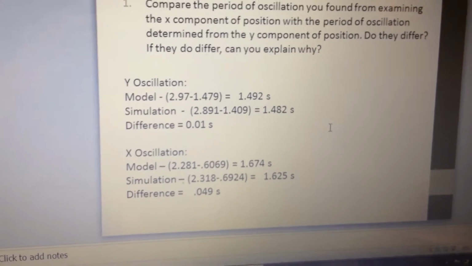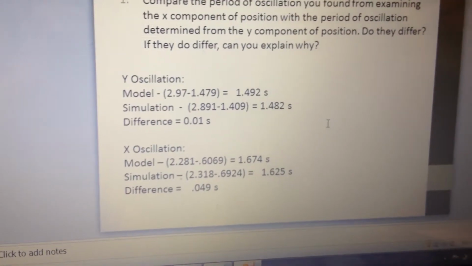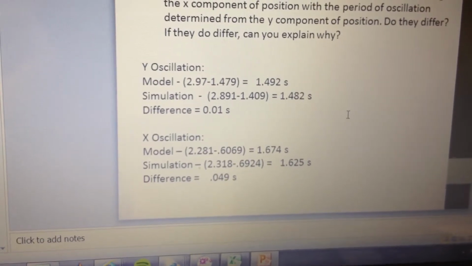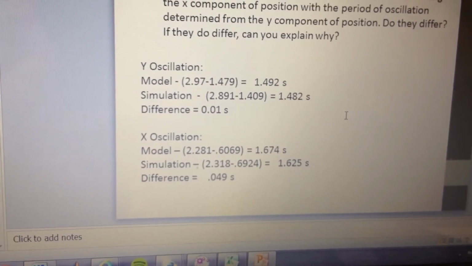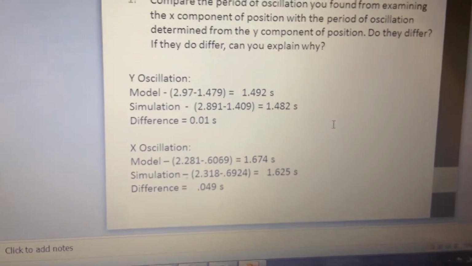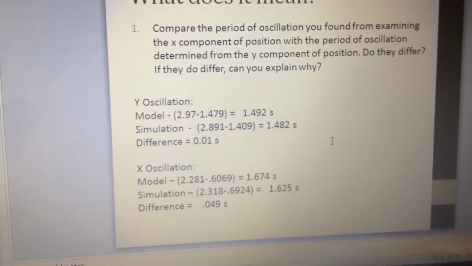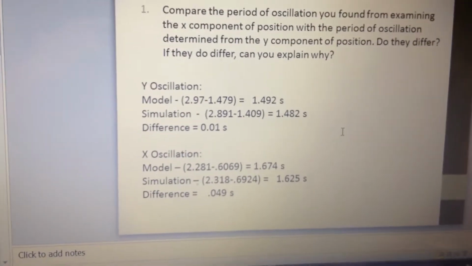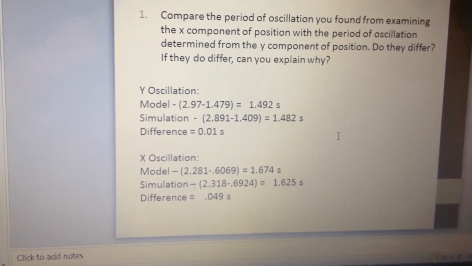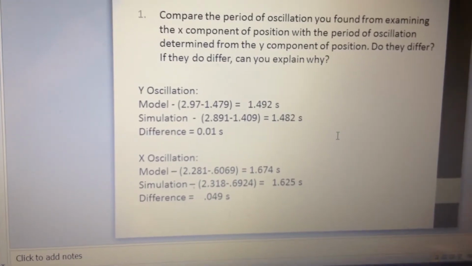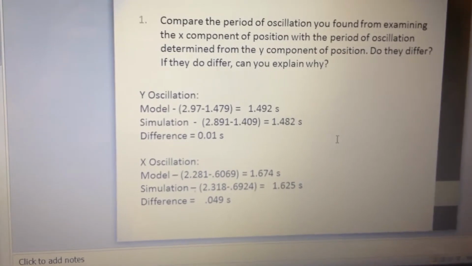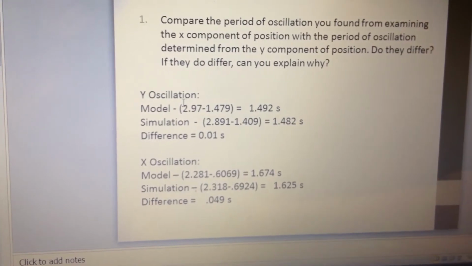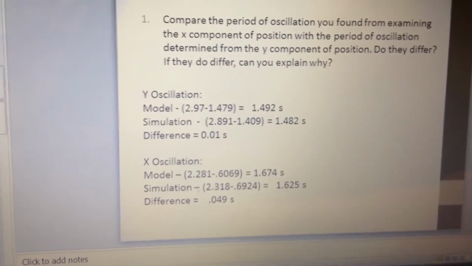Then for the X component, the model is 1.674 seconds, and the simulation is 1.625 seconds. The difference is about 0.049 seconds. It's a little bigger for this one, but they're both relatively small. Why are these different? It's because when we look at the actual data from tracker, you're going to take into account some air resistance and little forces because it's a real-life example, whereas the simulation only accounts for gravity and the spring force, making them slightly different when we looked them up. Okay, or calculated them.